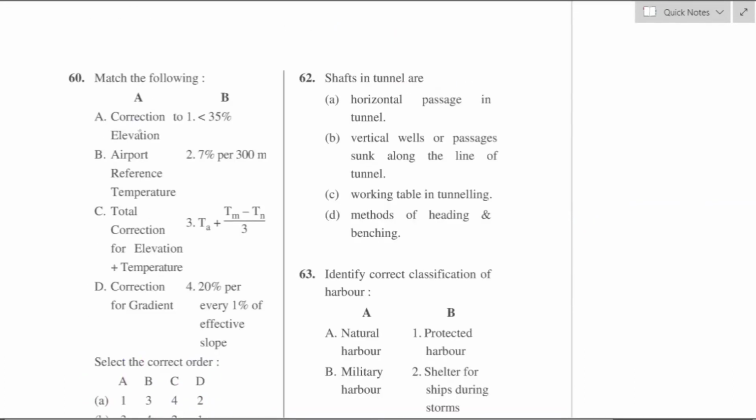Question number 60. Match the following. Here you can observe all the statements are regarding the correction for basic runway length of an airport. According to the Indian Civil Aviation Organization, correction for elevation is 7% per 300 meter rise in elevation above mean sea level. So for statement A, it is 2. Airport reference temperature is calculated as T equals monthly mean of average daily temperature of the hottest month plus the difference between the monthly mean of maximum daily temperature and monthly mean of average daily temperature of the hottest month divided by 3. So for statement B, it is 3.